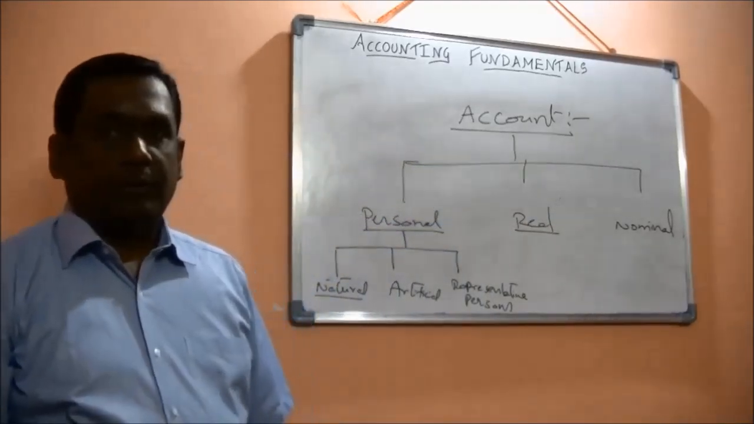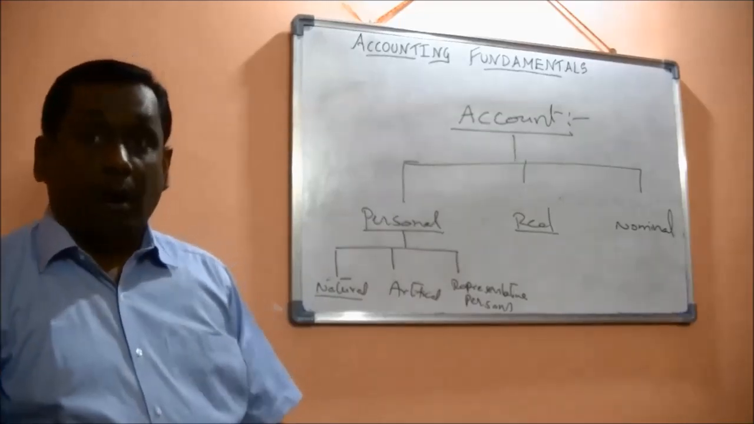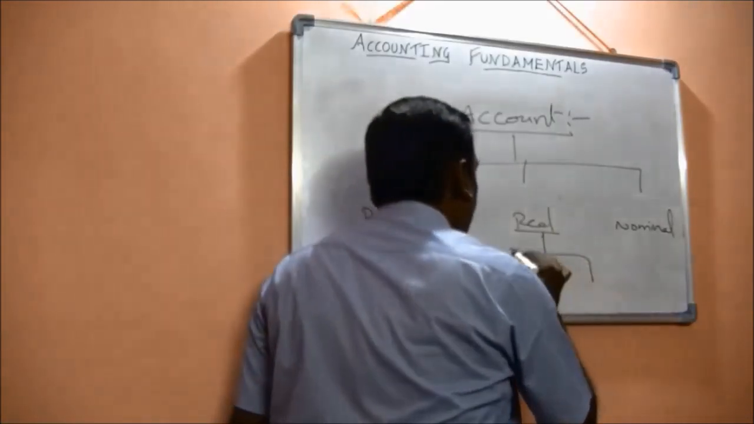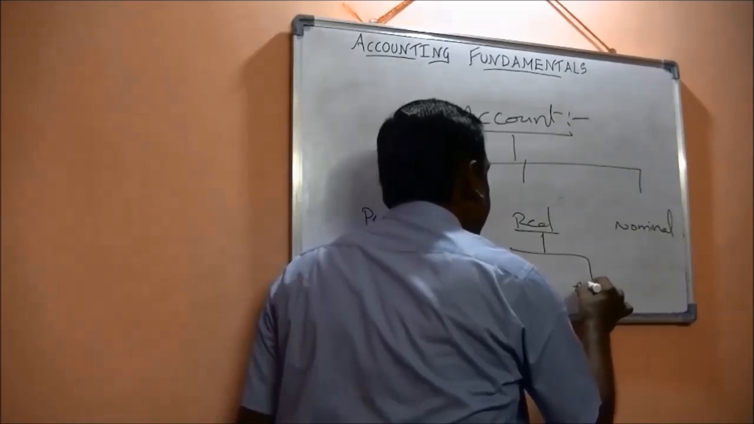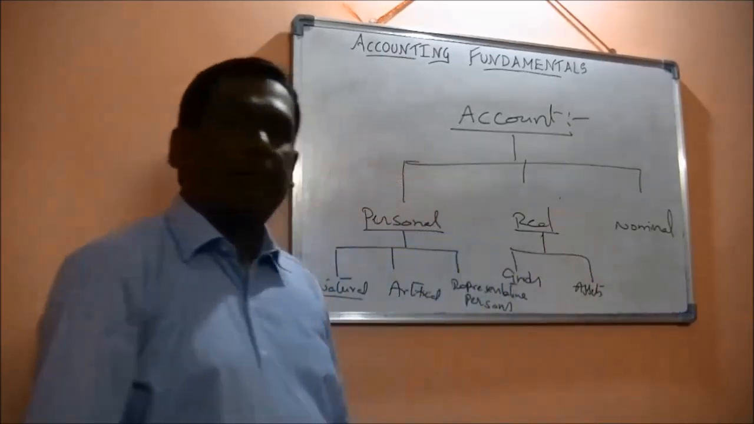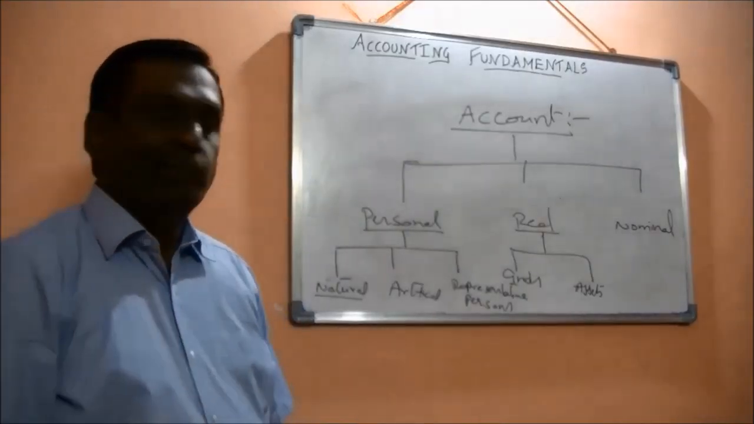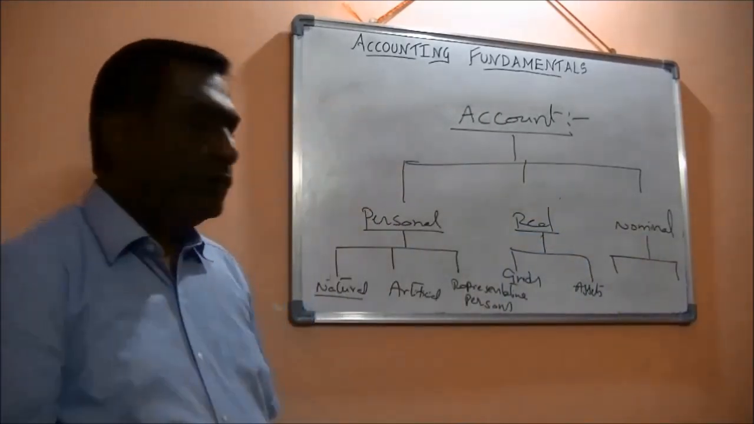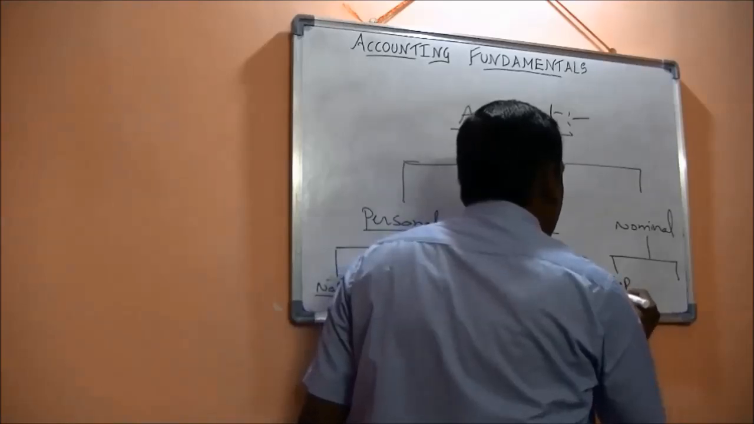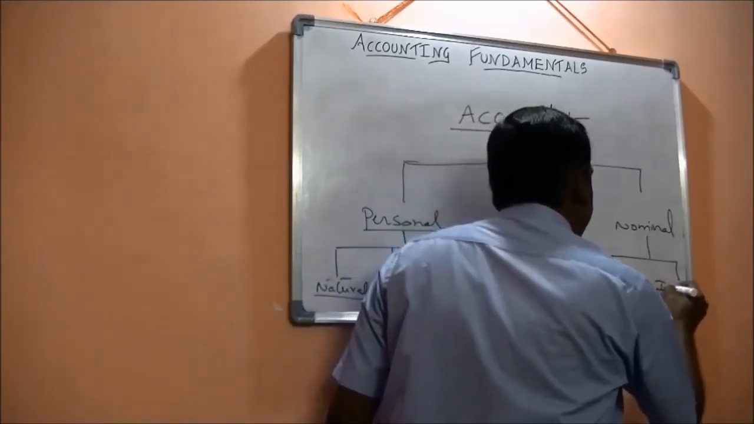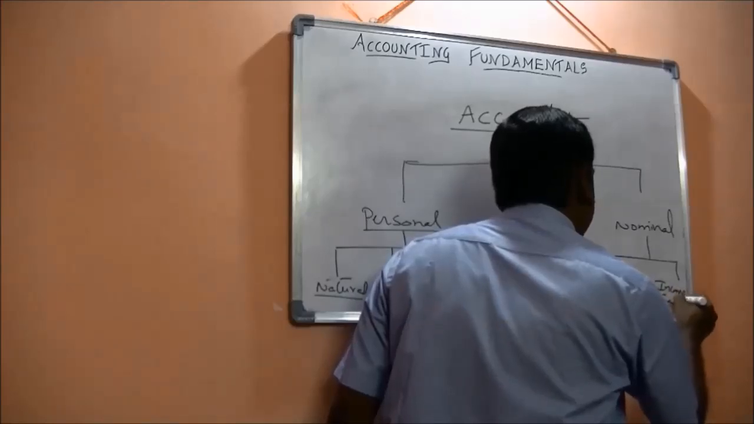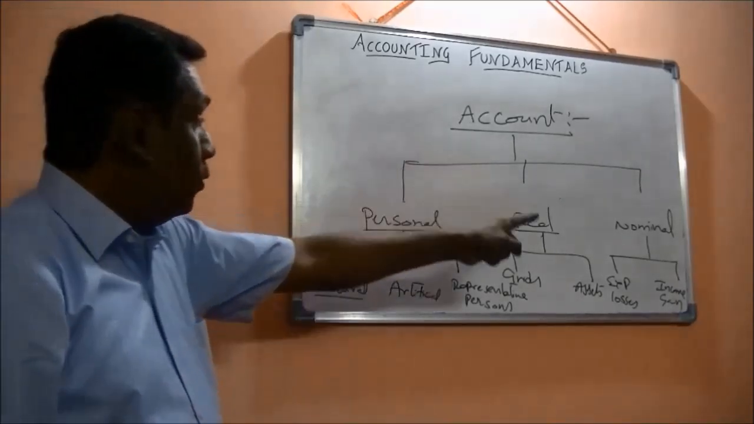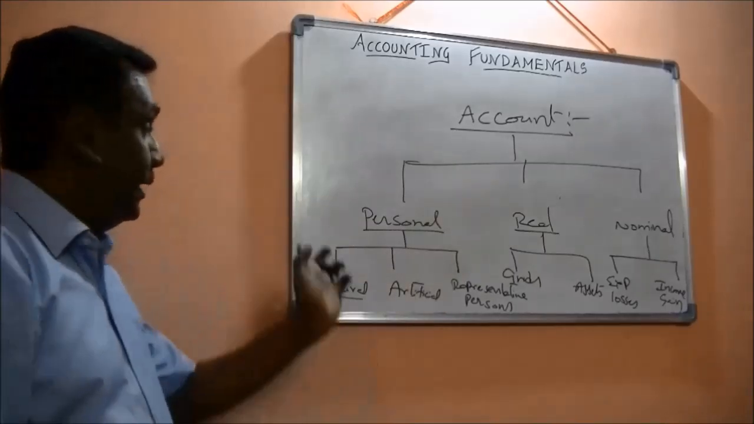Now, what are real accounts? As I said, real accounts are the accounts created in the name of goods and assets. Who are those nominal accounts? Nominal accounts are expenses and losses, income and gains. These are nominal accounts. This is how the account structure is being defined.